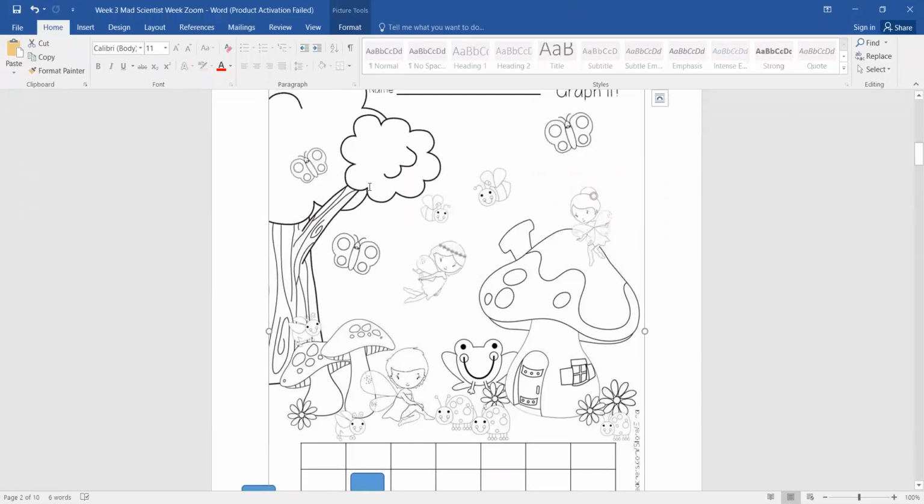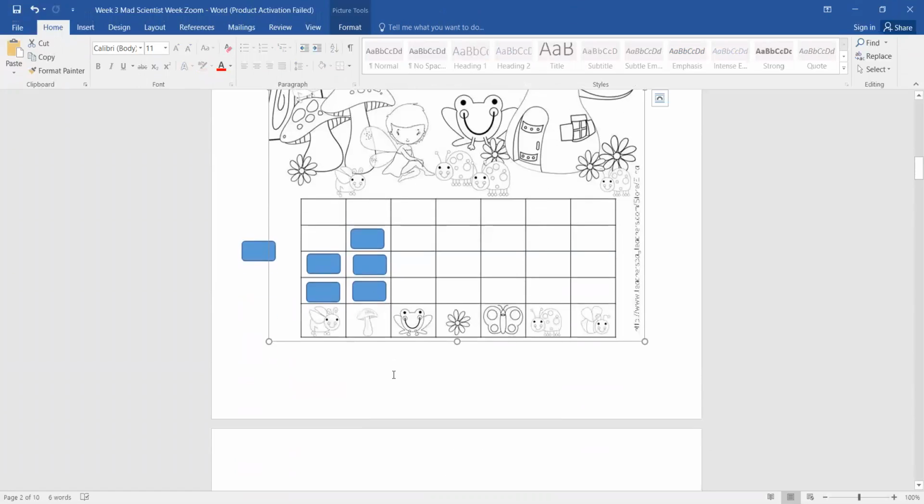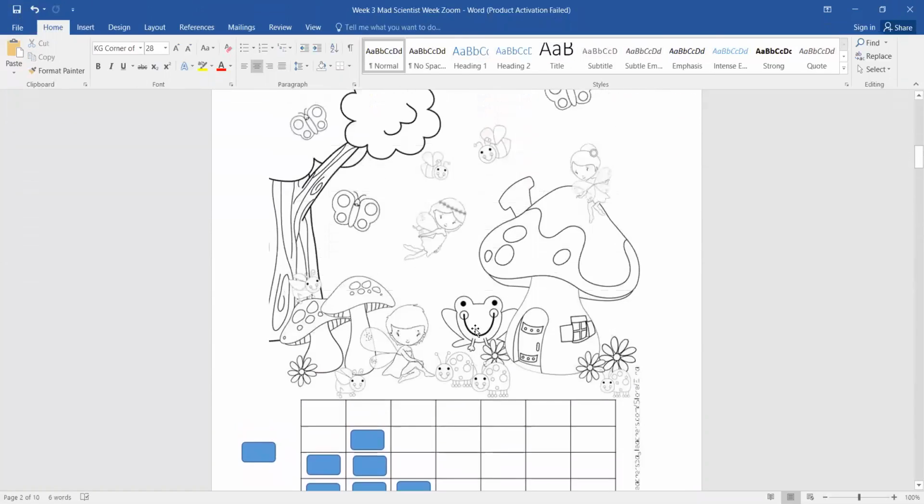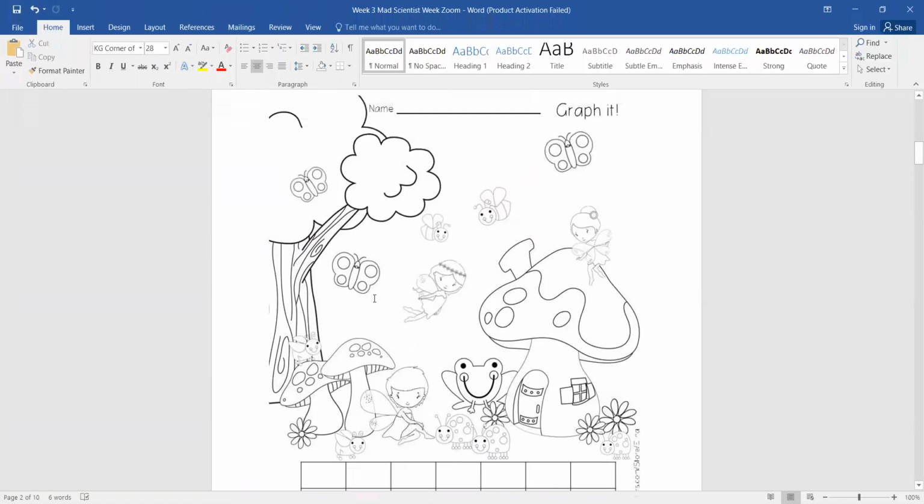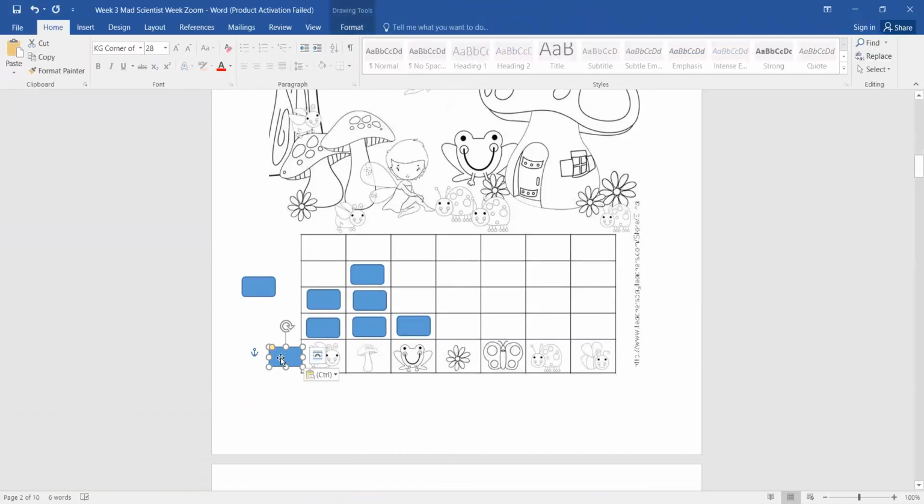I see 1 frog, and that's it. So we just need 1 mark right here. And flowers. How many flowers do we see? 1, 2, 3, 4. I see 4, so that means we got to make 4 of them. 1, 2, 3, and 4. Let me fix this so it's nice.